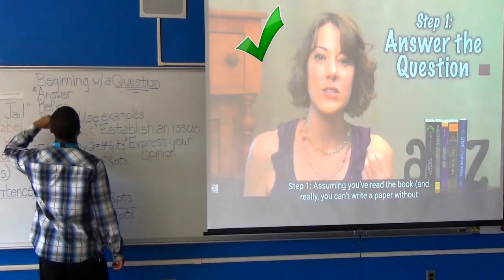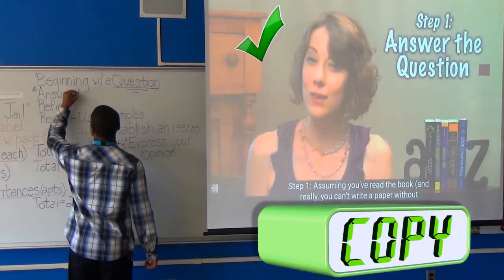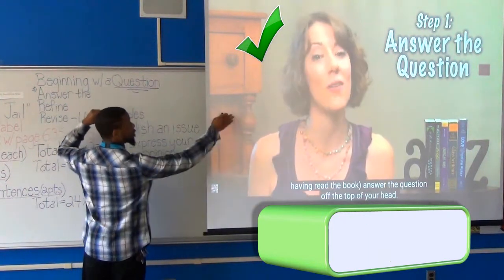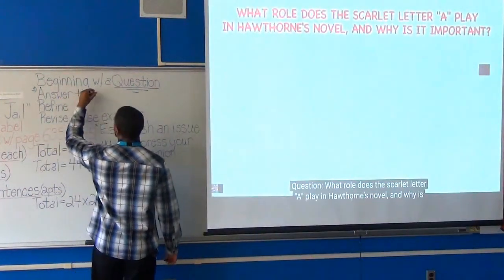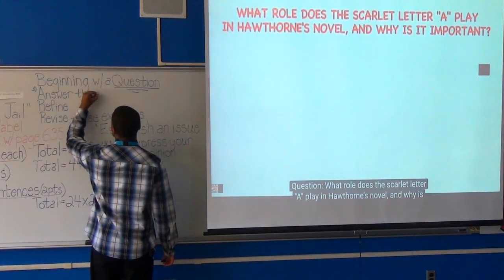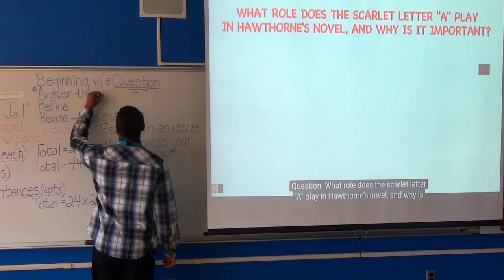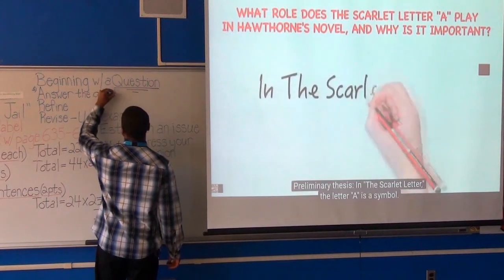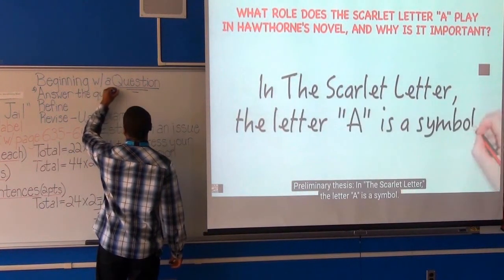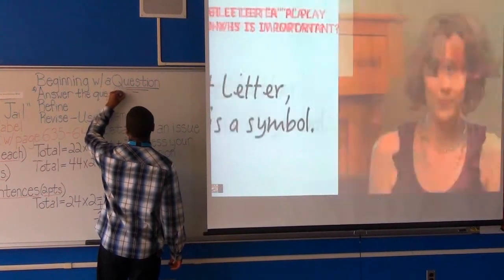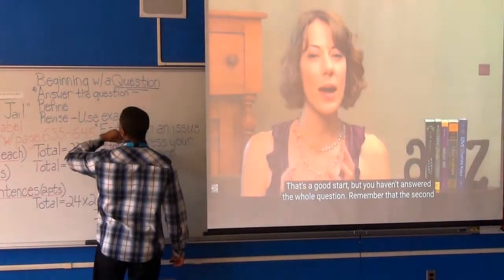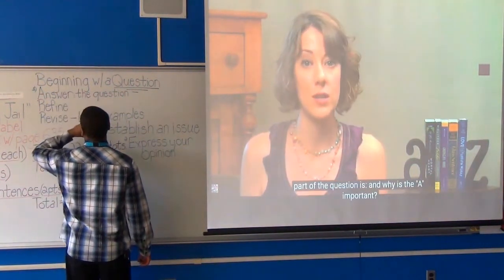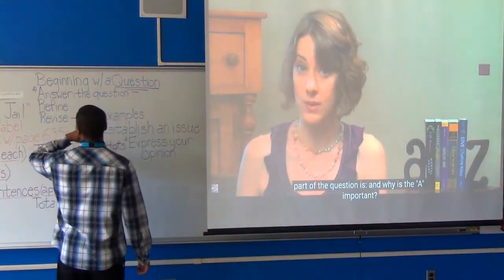Step 1. Assuming you've read the book, and really you can't write a paper without having read the book, answer the question off the top of your head. Question: What role does the scarlet letter A play in Hawthorne's novel, and why is it important? Preliminary thesis: In The Scarlet Letter, the letter A is a symbol. That's a good start, but you haven't answered the whole question. Remember that the second part of the question is, and why is the A important?